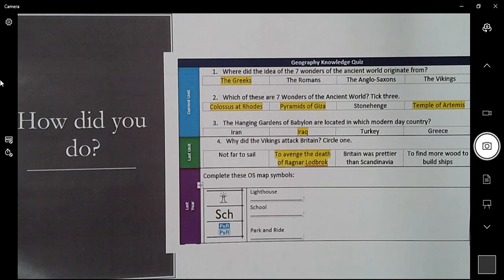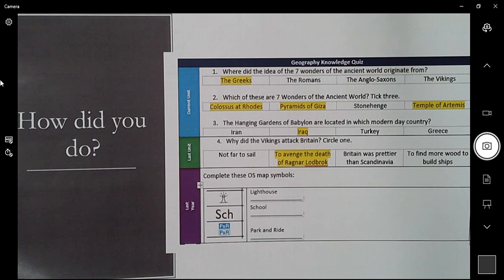Number 4, based on our last unit on the Vikings in history: why did the Vikings attack Britain? Circle 1. Was it because it was not far to sail, to avenge the death of Ragnar Lodbrok, Britain was prettier than Scandinavia, or to find more wood to build ships? And the answer was, of course, to avenge the death of Ragnar Lodbrok. So well done if you got that correct.